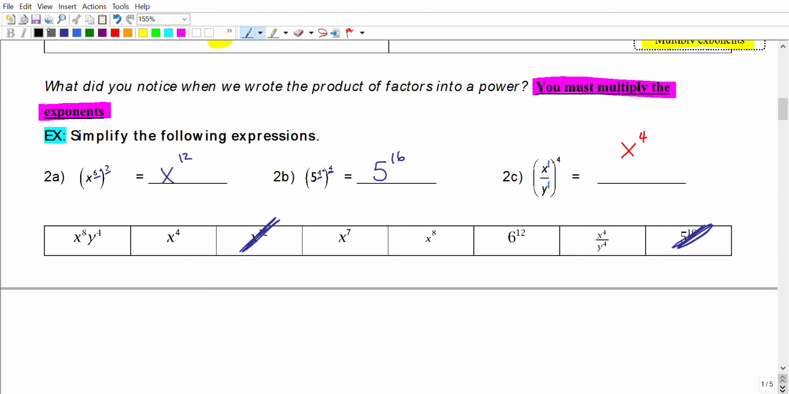Now I'm going to block out the top part. Okay, now what will we get? Well, you guys should notice that it's the same thing. What's 1 times 4? That should be just a 4. So I should get in the bottom a y to the 4th. And now I can finally erase all this stuff. And you guys can start to see that my answer should be x to the 4th, y to the 4th.